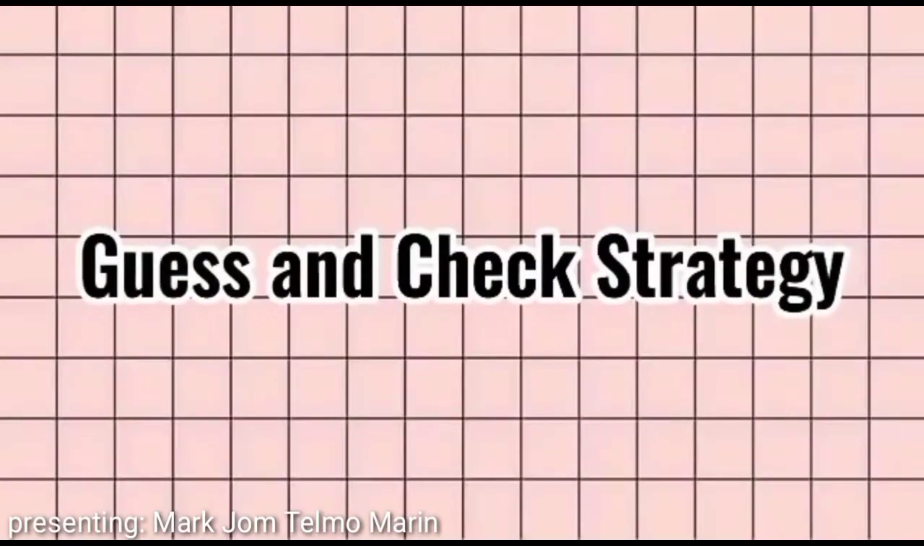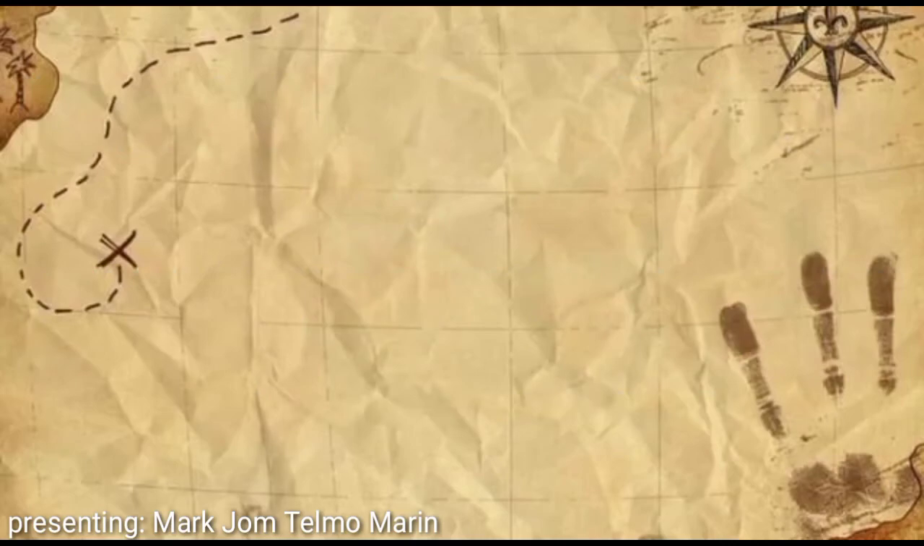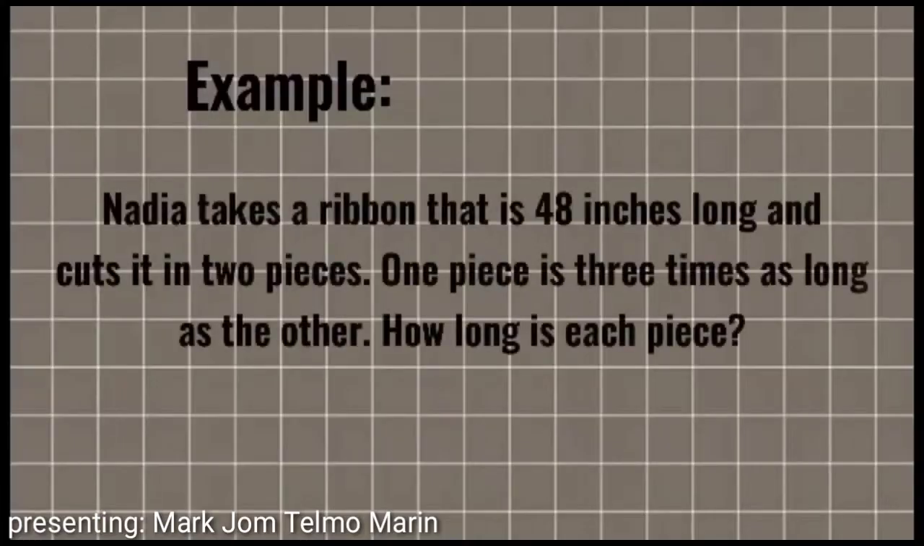Guess and check strategy. The strategy for the method guess and check is to guess the solution and plug the guess back into the problem to see if you get the correct answer. If the answer is too big or too small, make another guess that will get you closer to the goal and continue guessing until you arrive at the correct solution. The process might sound long, but often you will find patterns that you can use to make better guesses along the way. Here is an example of how this strategy is used in practice.